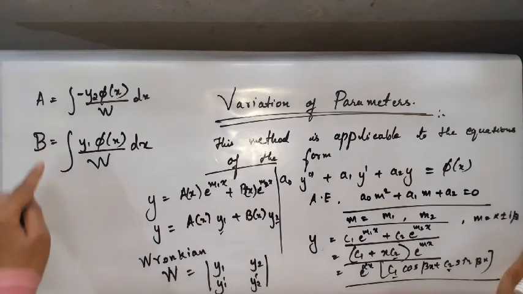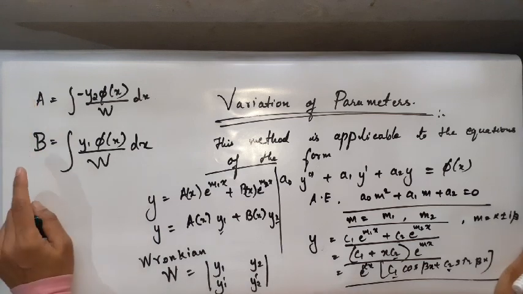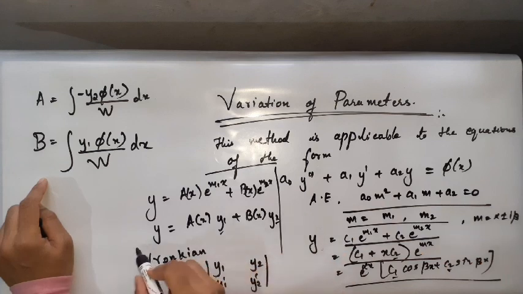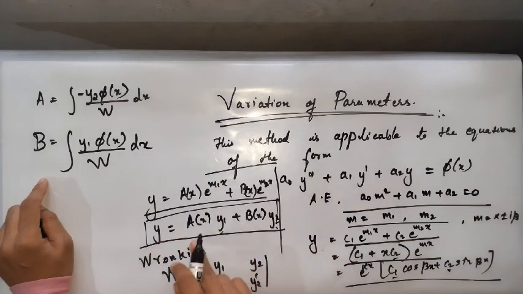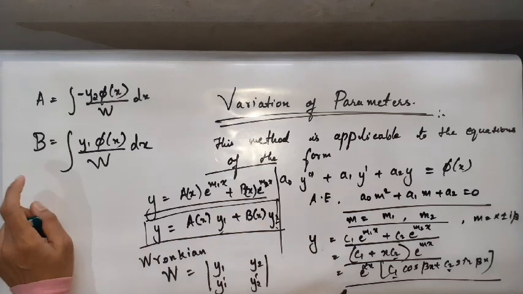Okay, so once we get the values for a and b using these formulae, we substitute that in our solution over here, that is this or this, whichever it is. In general I have used this, so we'll substitute it back here. Okay, this is variation of parameters. Let me explain it once again to you.